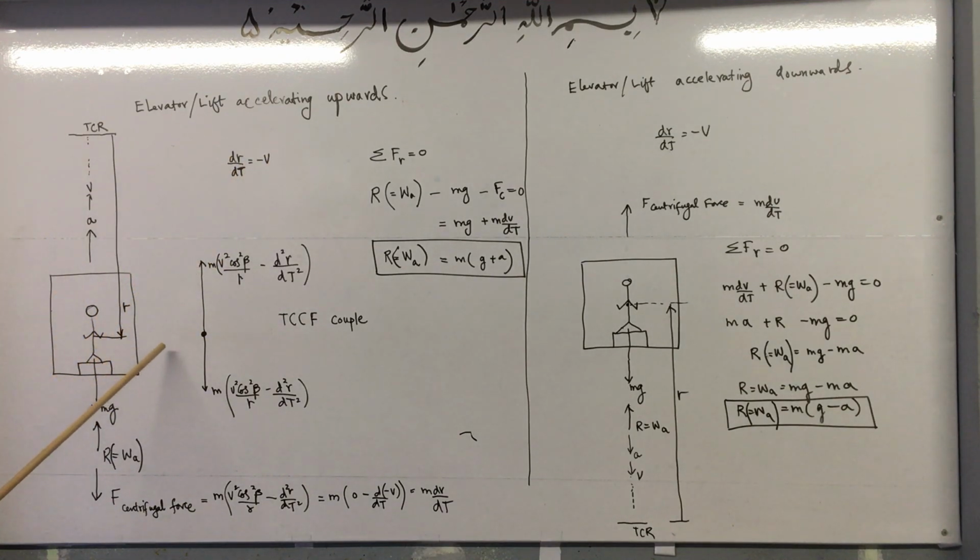Why? Because the system is going up with the velocity in this direction. So r is decreasing, and the rate of change is going to be negative v. So when we plug the values into the Tahirian centrifugal force, we plug in dr over dt as minus v, so we get m dv over dt. That's how we get dv over dt. We don't replace it directly here.